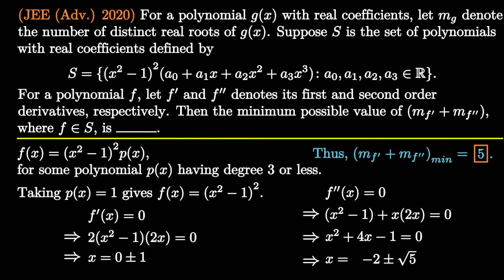This completes the solution. This was an excellent problem involving Rolle's theorem and the fact that the roots of order 2 or more of some polynomial are also the roots of its derivative. Plus, we carefully noticed that the coefficients of p(x) need not be non-zero. This simple observation helped us to find an example of f(x) which demonstrated that 5 can be the minimum possible value of m_f' + m_f''.